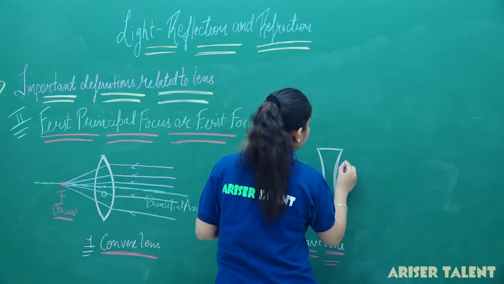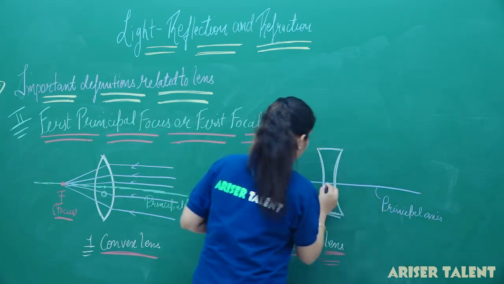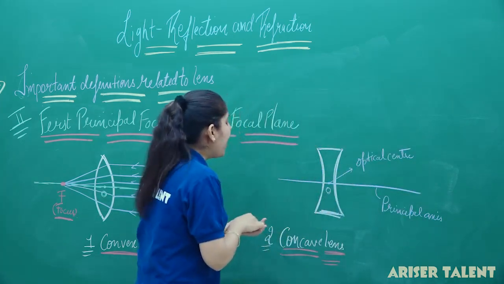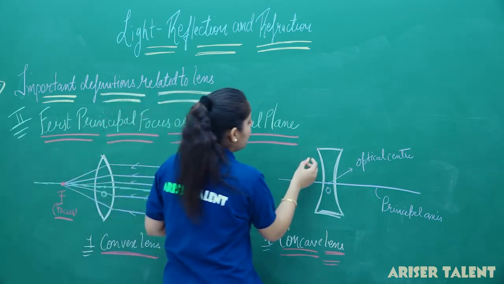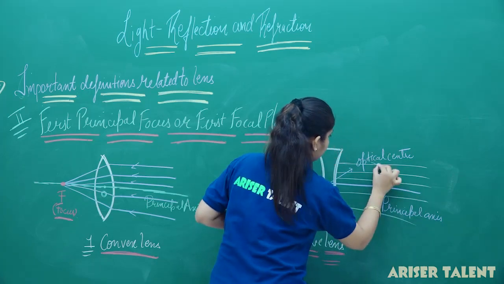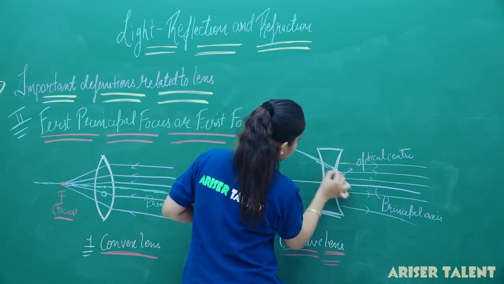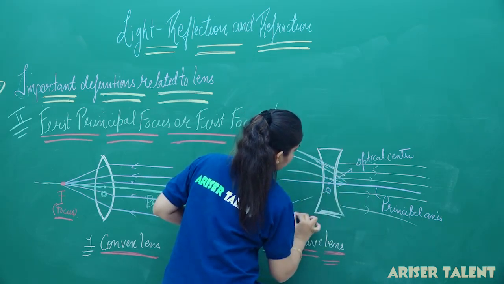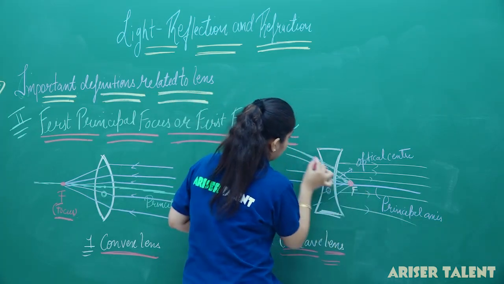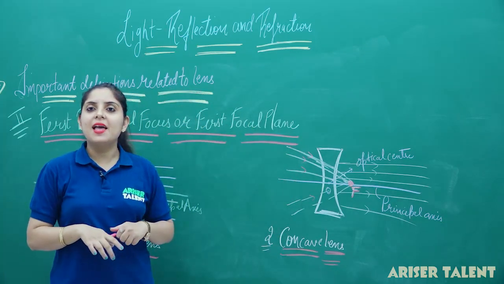This is our concave lens, and what will happen in this case? This is our principal axis. And this will be our optical center. Now, what will happen in this case when a light ray is going to strike this surface? So, I'm drawing the light rays like this. This is how the concave lens has its first principal focus.